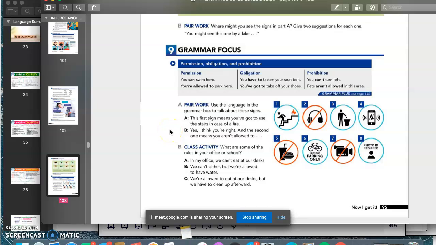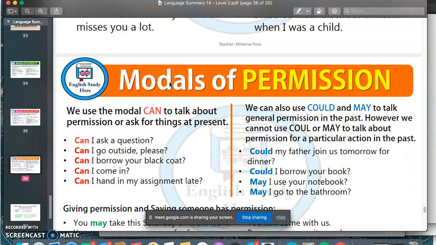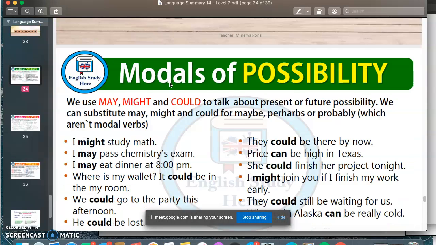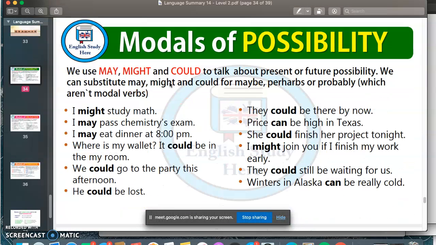Okay, so this is grammar focus number 2 for unit 14, we are working with modals for permission, obligation, and prohibition. So I have some others in here. For example, we have the modals of possibility, which is what we just worked with in the first grammar. In this case, we have may, might, and could.